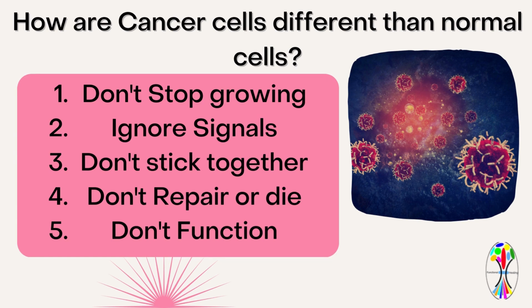A fourth difference is that normal cells can repair themselves if their genes become damaged. This process is known as DNA repair. Cells also have the ability to destroy themselves if the DNA damage is severe. This process is called apoptosis.